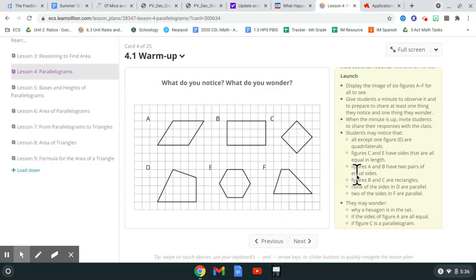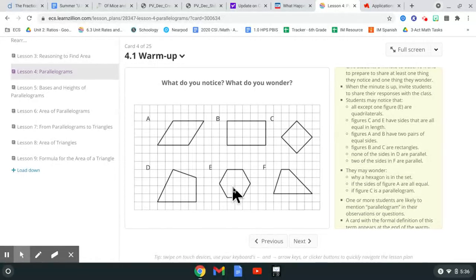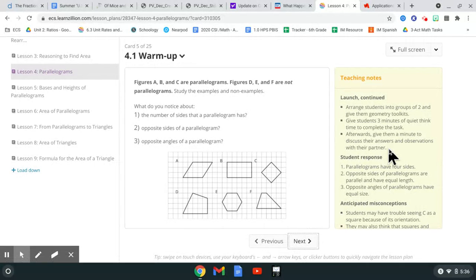Some things you might wonder is why is there a hexagon in this set? If the sides of figure A are all equal, you might be wondering, does this side equal this side? Not quite sure. And maybe, is figure C a parallelogram? If you know what a parallelogram is, that's a question you might ask. Okay, so let's move on.